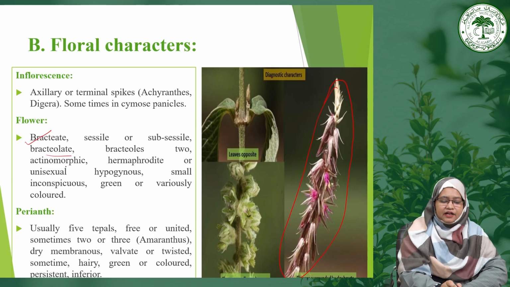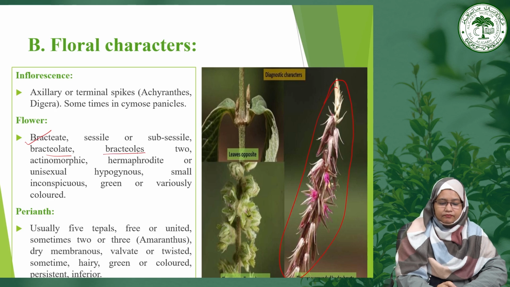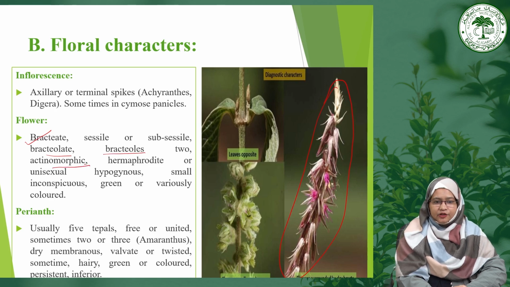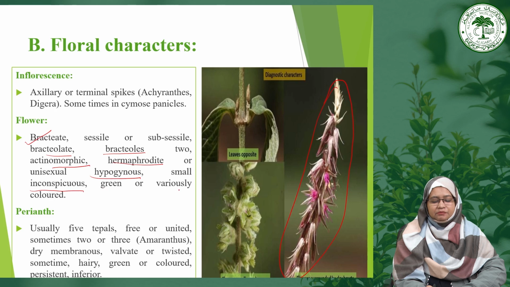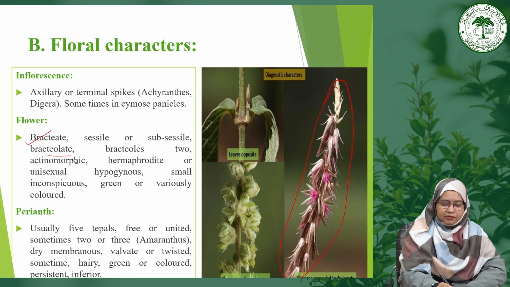The flowers are bracteolate, maybe two bracteoles. The flowers are actinomorphic, that means they have radial symmetry, hermaphrodite, that means bisexual, or sometimes unisexual, and hypogynous. The flowers are very small, inconspicuous, green, and sometimes variously colored, but in general they are green in color, as you can see in this image.